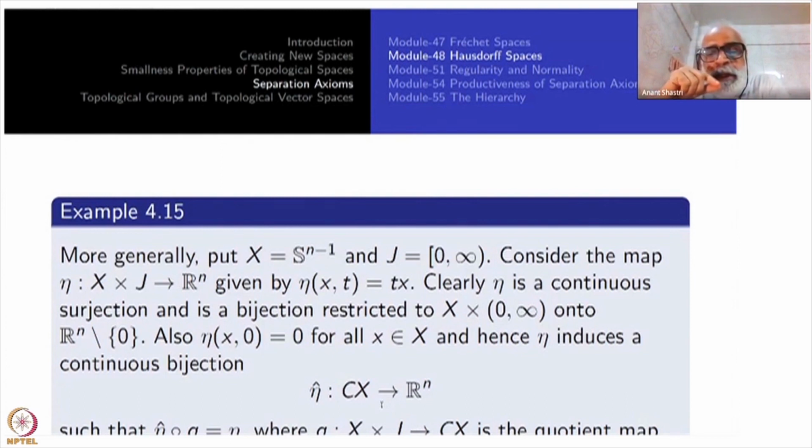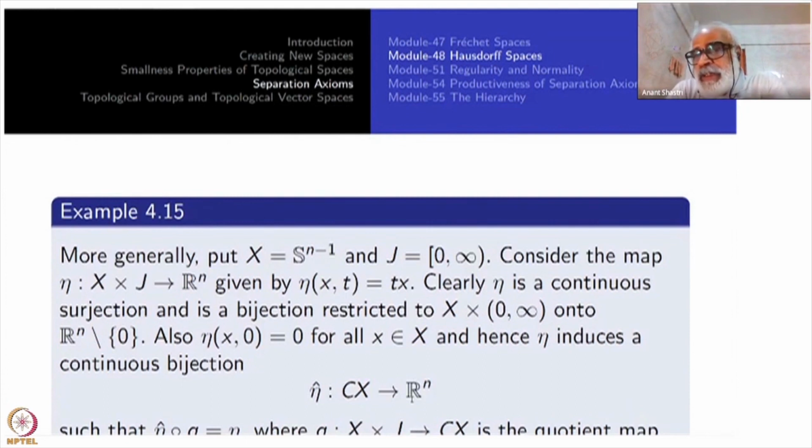Whatever eta was taking several points to the same point, all those various points, namely x, 0, are identified in Cx to a single point. Therefore, eta hat from Cx to Rn is an injective map also. It is already surjective. This eta is surjective, so eta hat is also surjective. So this is a bijection.